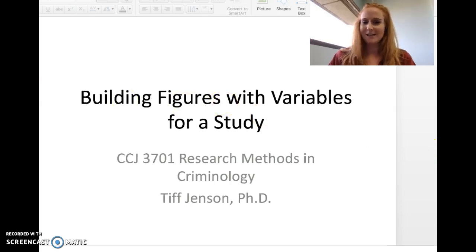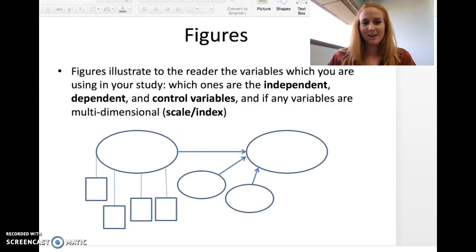So here is figures. Basically a figure is going to illustrate to the reader the variables that you're using in your study, which ones are the independent, dependent, and control variables, and if any variables are multidimensional, like a scale or an index, and they have lots of little variables inside one big variable. We're going to be making scales and indices soon, so you'll get to see what this looks like in depth a little bit more. But let's start at the very beginning.